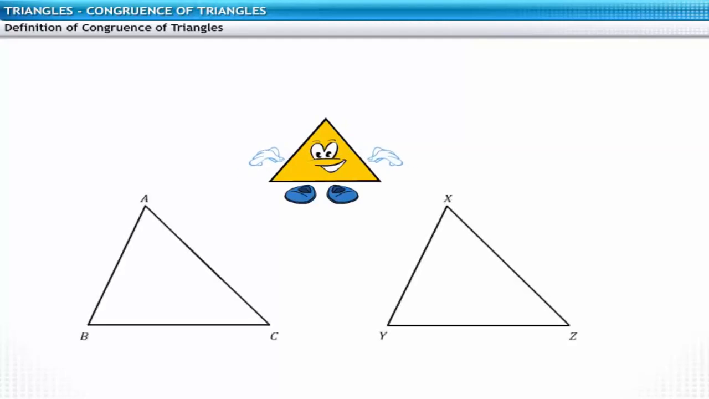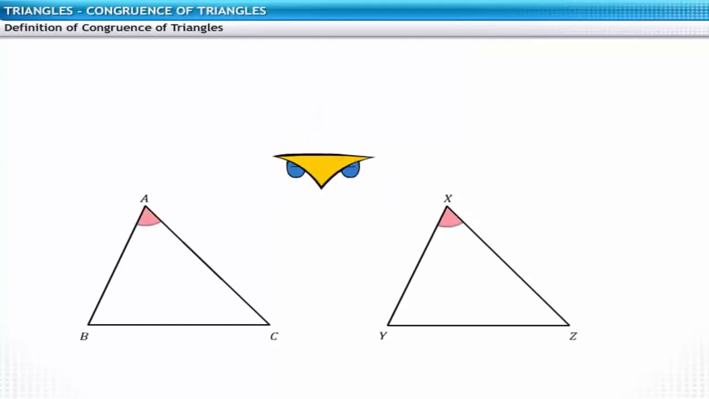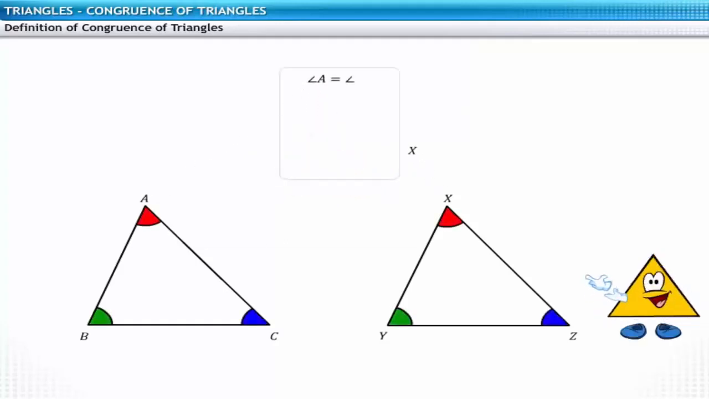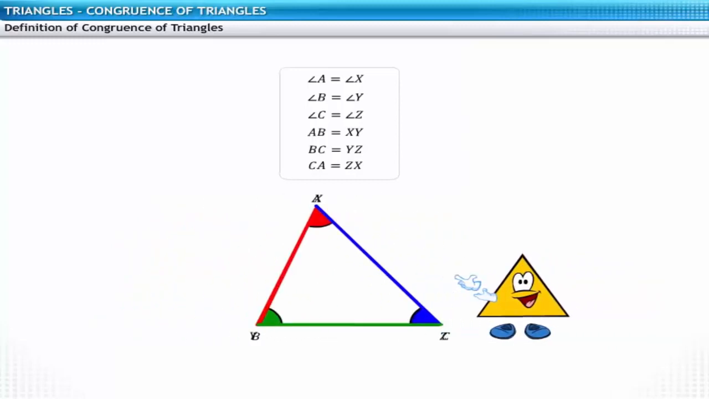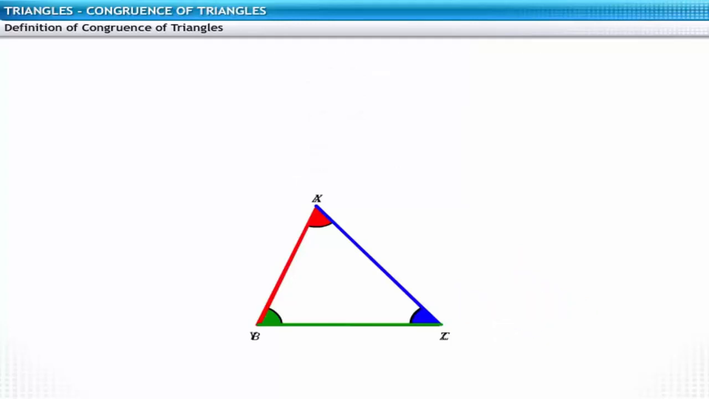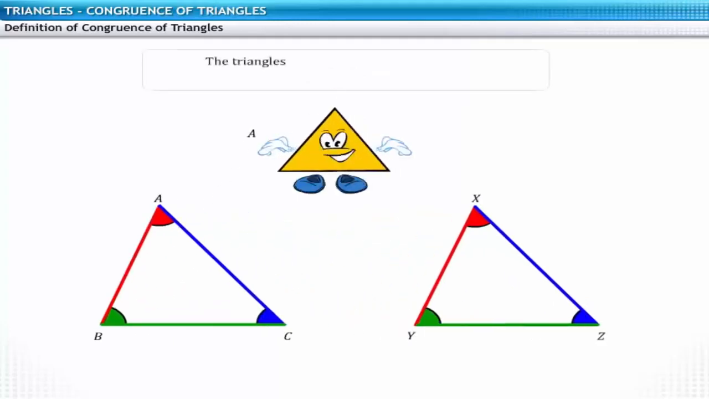Consider two triangles ABC and XYZ such that the corresponding angles are equal, and corresponding sides of both the triangles are equal. Here you see that the sides of triangle ABC coincide with the sides of triangle XYZ. The angles of triangle ABC cover the angles of triangle XYZ. So we can say that the triangles are congruent, and they are denoted by the symbol.